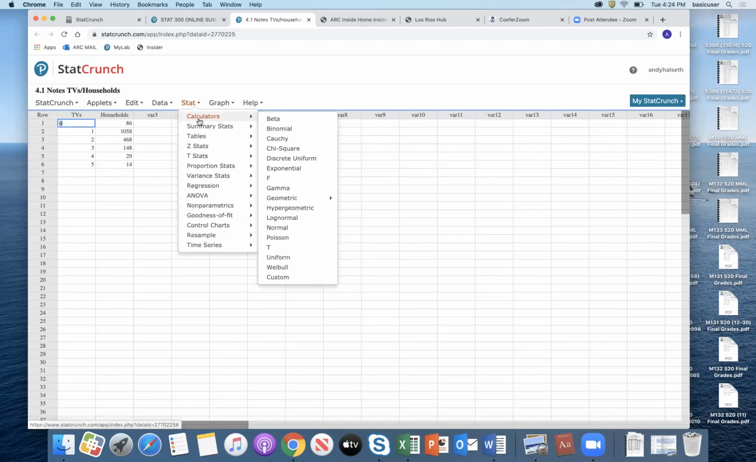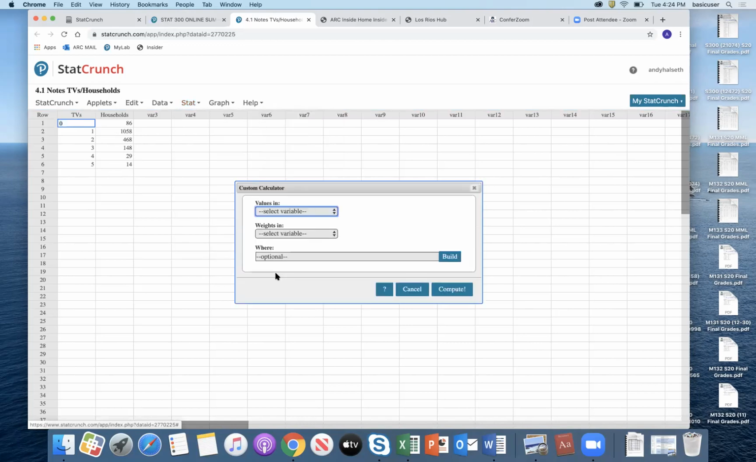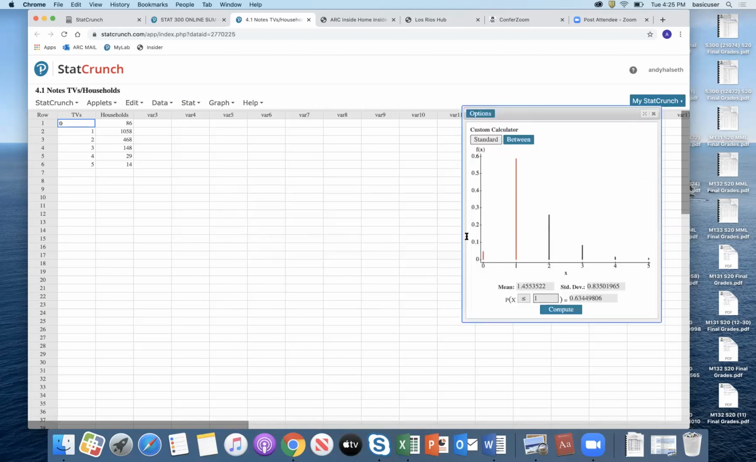So Stat, Calculator, Custom. And it's a pretty simple one. The values in should be your random variable X. The weights in should be the frequency, and then click compute. Okay, now my mean is a little different than what we did by hand. That's because we had some rounding going on when we did it by hand. We rounded some P of X's. If I round to 1 decimal place, it's still the same mean. And then I also get my standard deviation here. So for my standard deviation, it's 0.835.